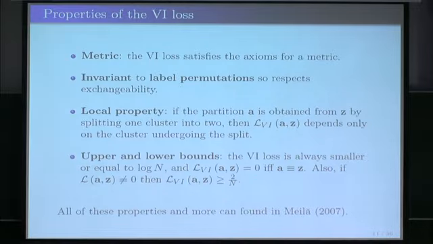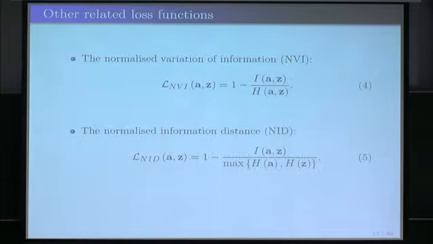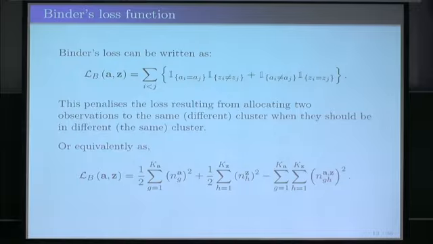Okay, so other loss functions related to the variation of information loss include the normalized version of it, where the maximum value is now 1, the normalized information distance, and a loss that I want to spend a few minutes talking about, Binder's loss. Binder's loss penalizes the loss resulting from allocating two observations to the same cluster when they should be in different clusters, and vice versa.